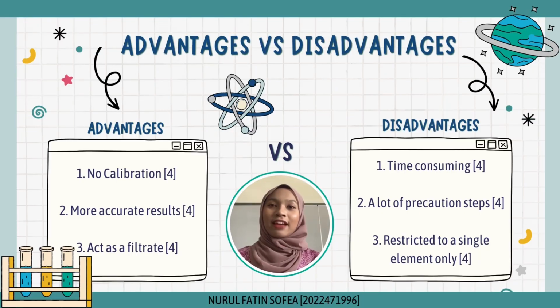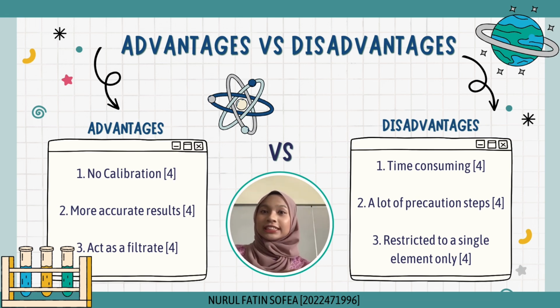Now, we move to the advantages of gravimetric analysis, where there is no calibration needed unlike volumetric analysis. Next, the method will produce more accurate results because it uses an analytical balance to weigh the mass obtained and is not based on judgment like volumetric analysis. Also, we can use this method on the filtrate to examine any presence of contaminant that can cause inaccuracy. Thus, it will increase the accuracy.